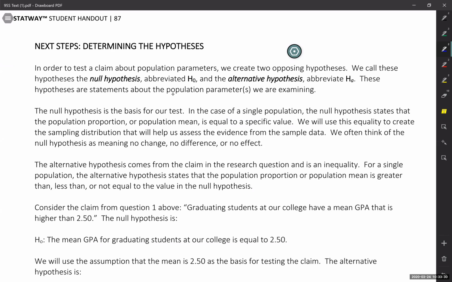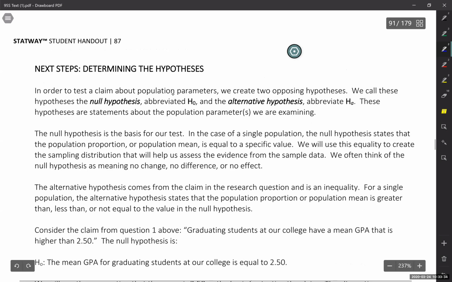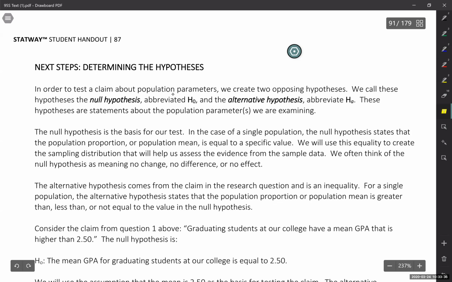We're going to be talking about opposing hypotheses. And so we call these the null hypothesis and the alternative hypothesis, and they have this new notation. Null is like nothing, so it's like a 0 right here, and then alternative has an A right there. And so what we're going to do is practice writing the null and alternative hypotheses.